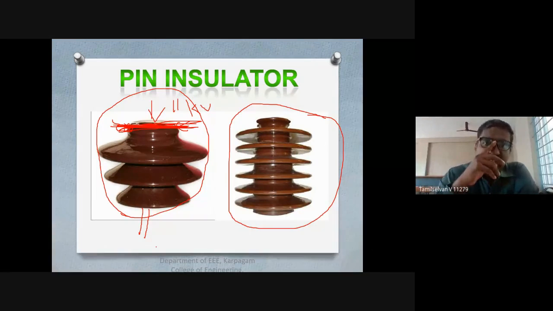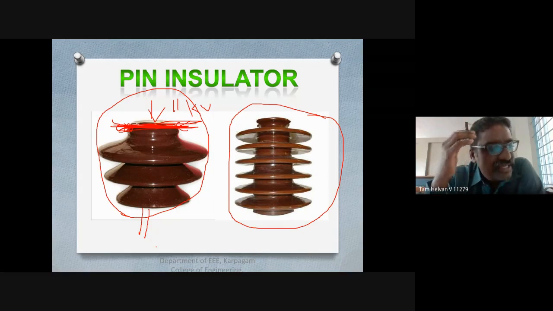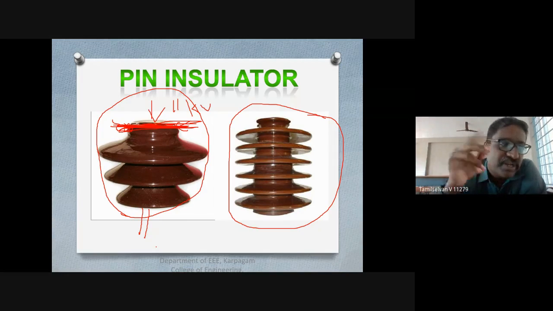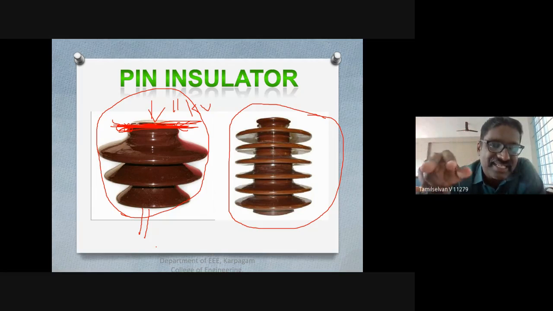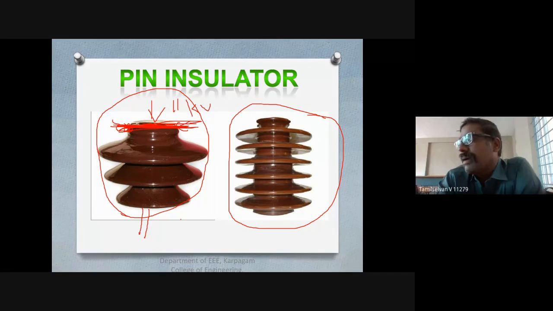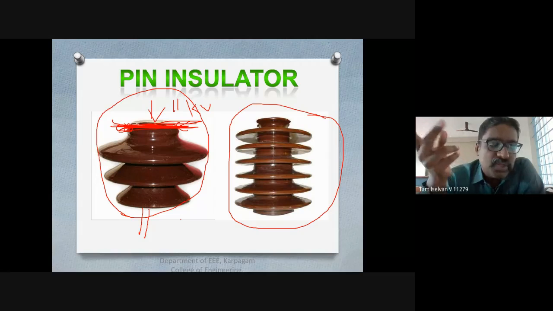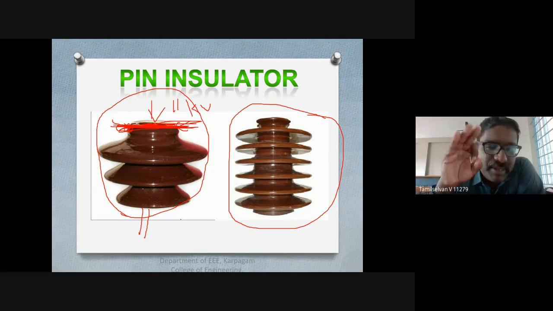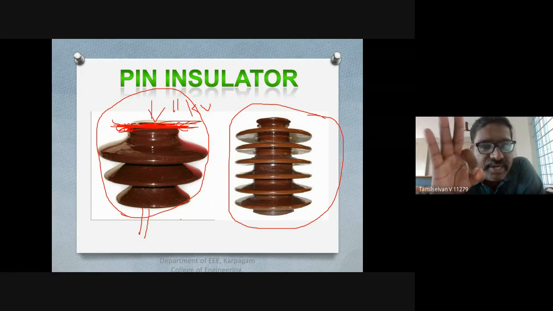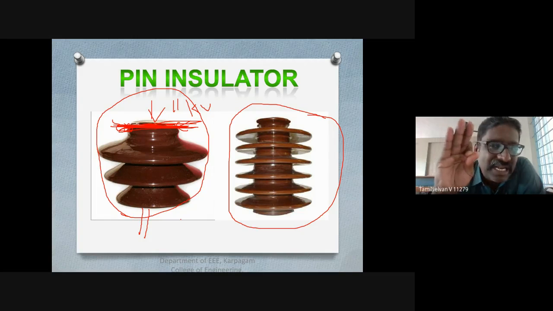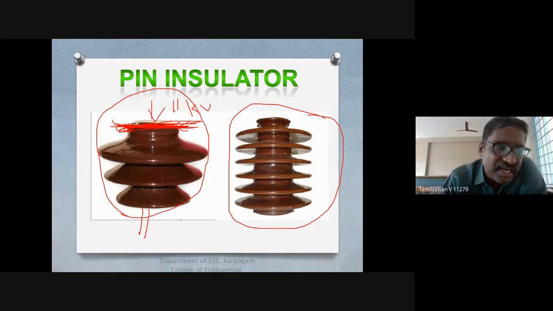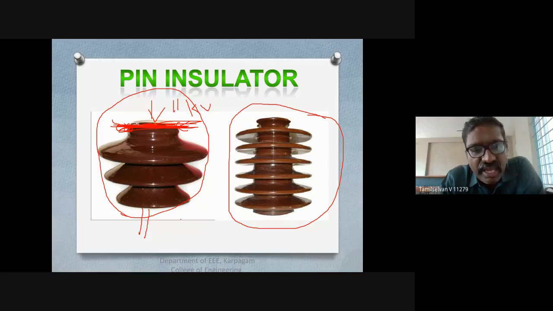Insulation will also fail. So what does insulation failure mean? There will be two types of insulation failure. One is mechanical, due to the mechanical stress, where insulation failure will happen. Another is electrical stress. Due to the electrical stress also there will be insulation failure. Mechanical stress is primarily due to the line voltage and may cause the breakdown in the insulators. But the electrical breakdown occurs either with respect to flashover or puncture.